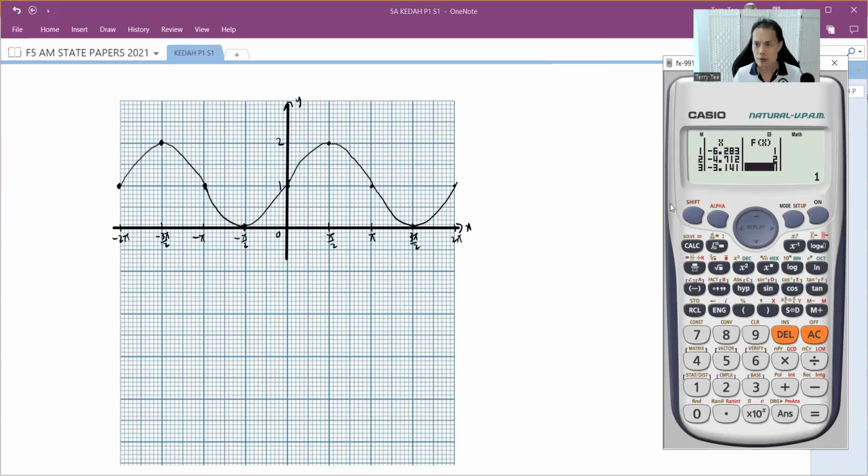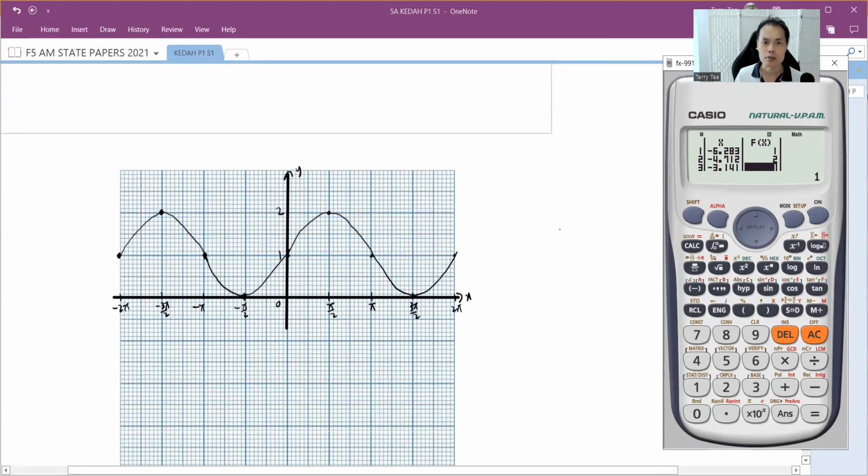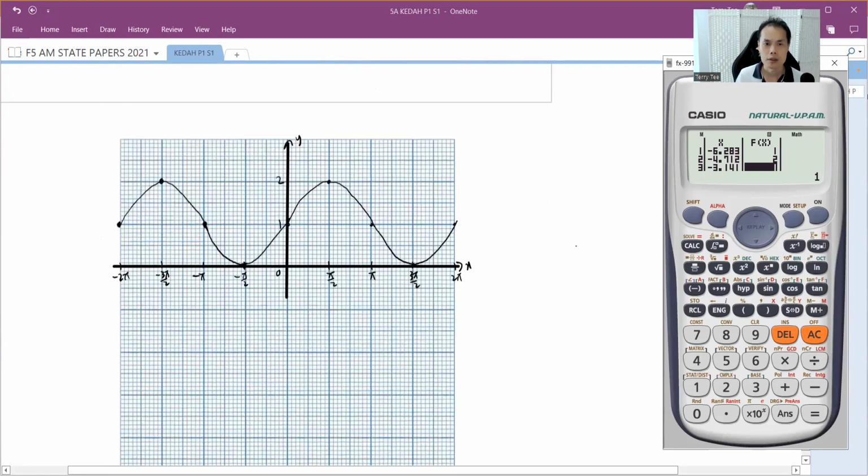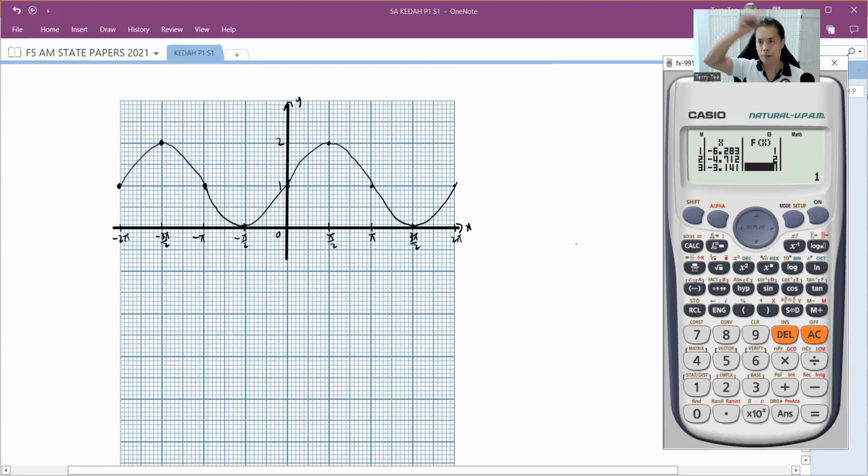So it's not necessary in this case to draw table values, because after all, we can draw this quite easily. We know the graph of sine goes up and down like this. Just have to use graph paper to do it.